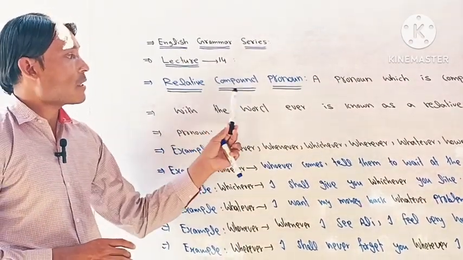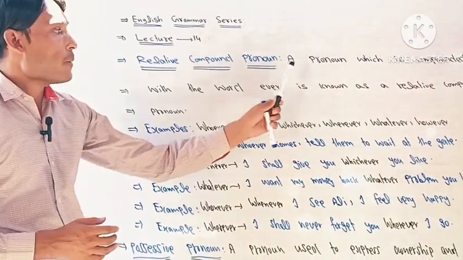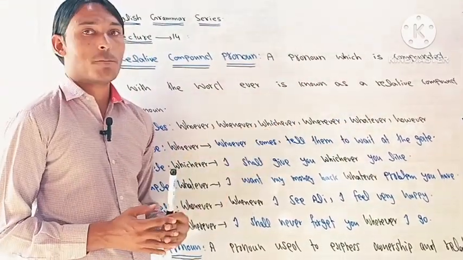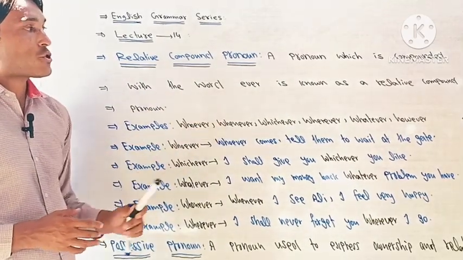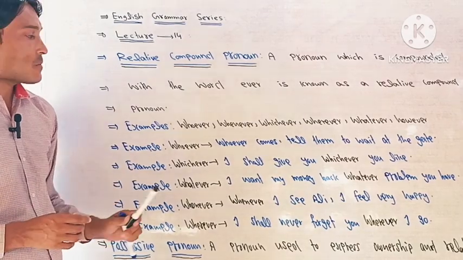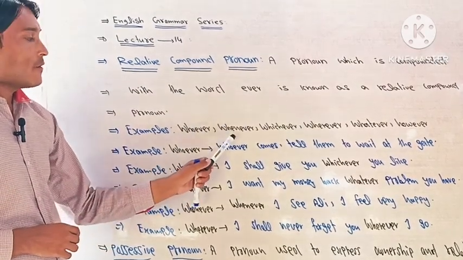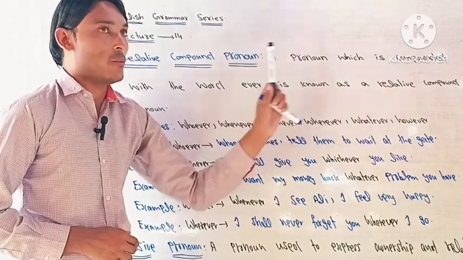Today our topic is relative compound pronoun. What does relative compound pronoun mean? A pronoun which is compounded, compounded means combined with the word ever, is known as a relative compound pronoun. Examples: whoever, whenever, whichever, wherever, whatever, however.